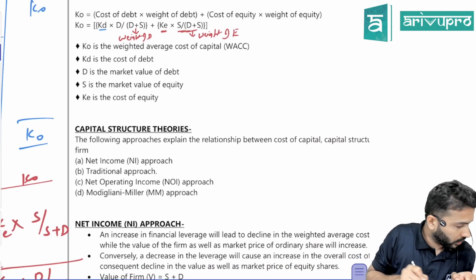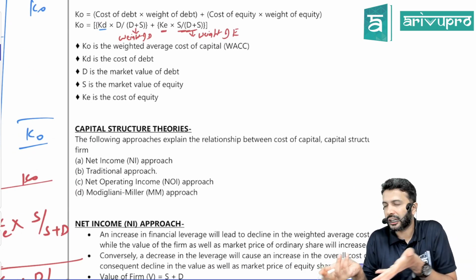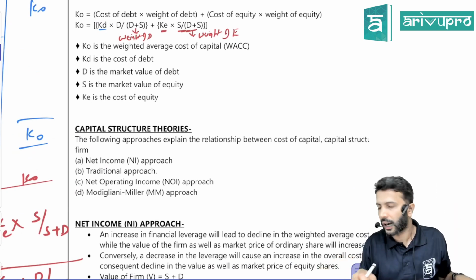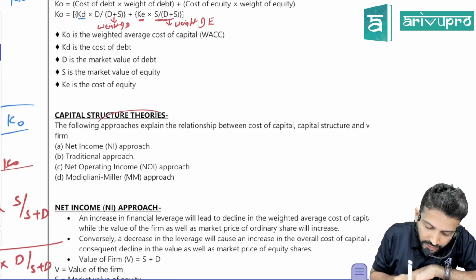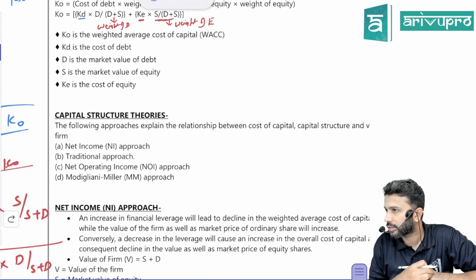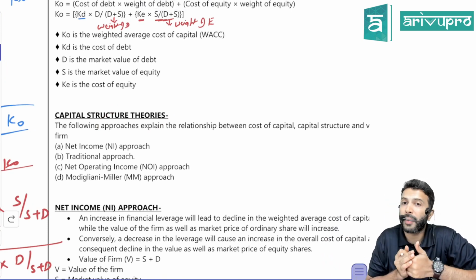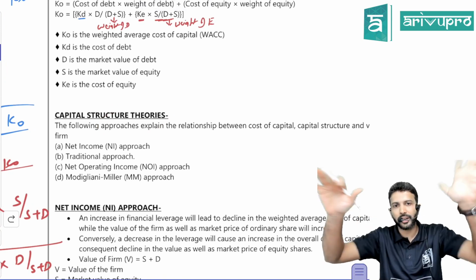Okay, so now we have a little bit of theory around this, which may get asked as an MCQ question. After this, we'll see capital structure theories, and then we will dive into the problems. Capital structure has some theories, meaning we are trying to find the optimum capital structure. So there are some theories built around this.